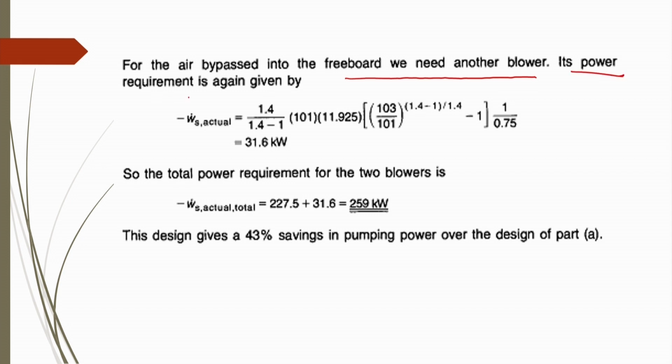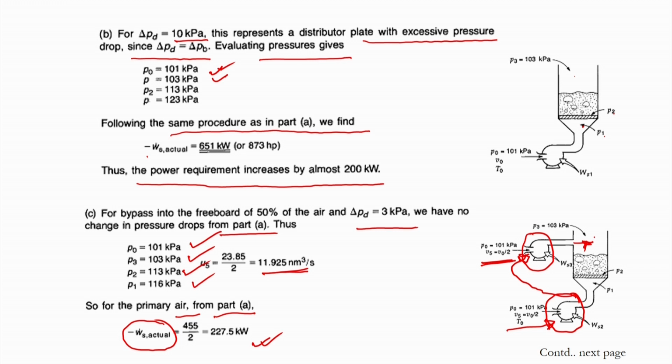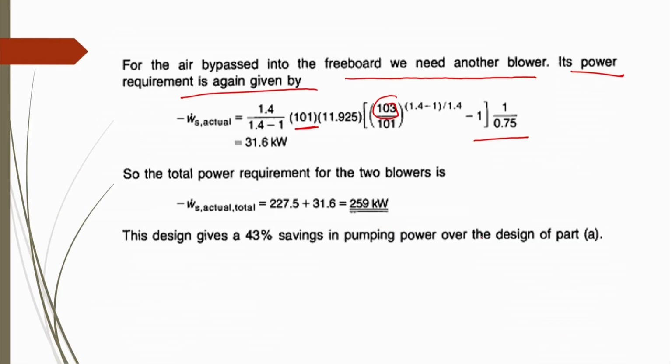Its blower requirement is again given by the same equation, to be used to calculate the actual shaft work. It is a function of pressure, this is initial pressure, and this pressure here will be 103, because at this region the atmospheric pressure is 103 kilopascal. So, based on this, the actual shaft work will be equal to 31.6 kilowatt.